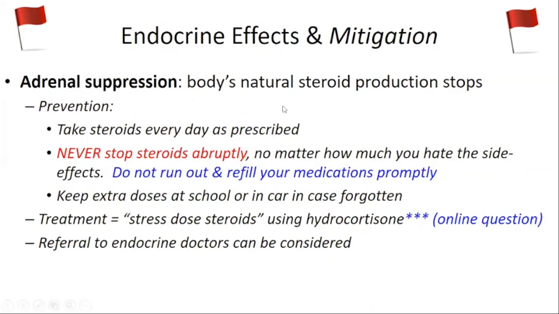So the way that we prevent adrenal suppression is that we make sure that our patients take steroids every day and never stop them abruptly, no matter how much they hate the side effects. It's important to make sure you always have plenty of steroids at home, and maybe even keep extra doses around, so if steroids are forgotten, they can be taken quickly. When a patient does have high levels of stress, like bad infections, if they're admitted to the hospital, then we use something called stress dose steroids using a different formulation called hydrocortisone.